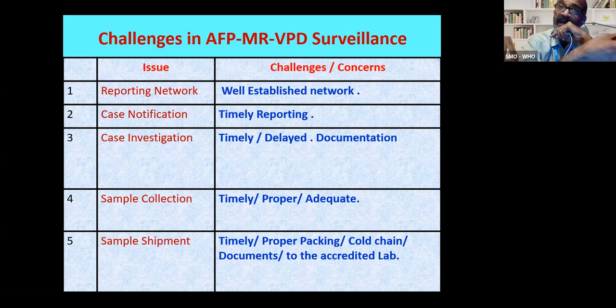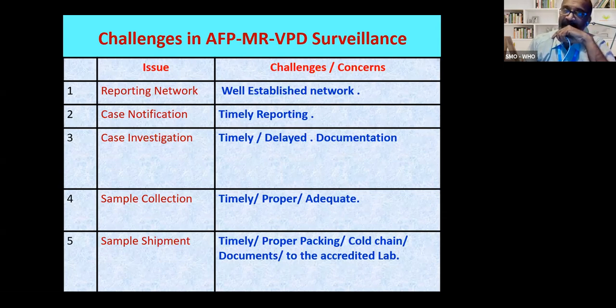Even a simple thing like not labeling the sample bottle. The lab receives hundreds of samples per day. If your sample is not labeled for the lab, it's an unknown sample, they will not process it. So these are small things, and sending the lab sample to an accredited lab.